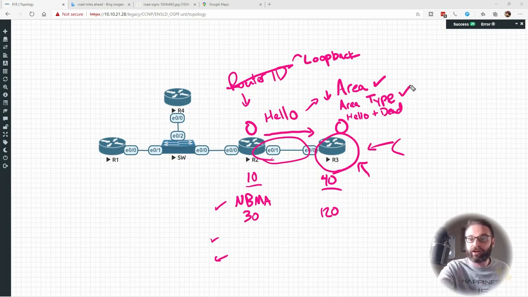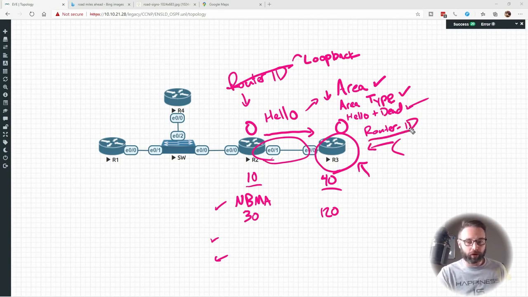And we're going to talk about that later. They have to match on the hello and dead timers. But when it comes to the router ID, it must be unique for every router within the entire topology. So that's kind of one that throws you for a loop. Other things that have to match in order for this adjacency to come to life is the MTU. They should know how much data they can send within a packet.